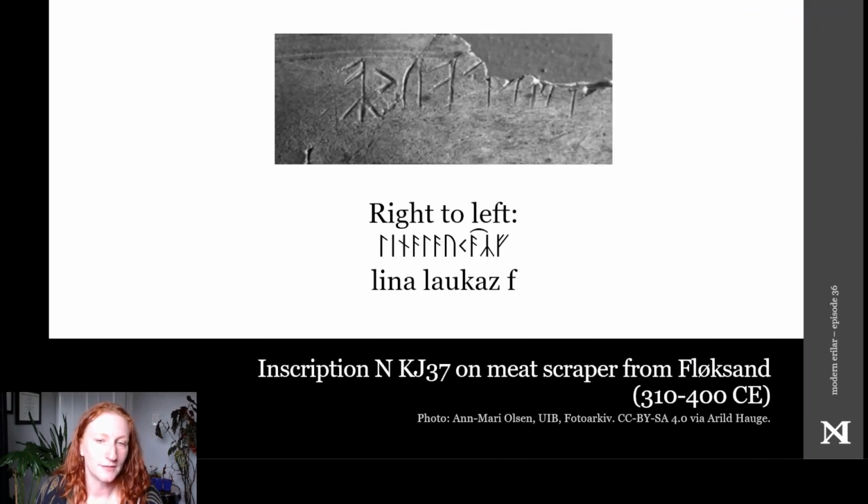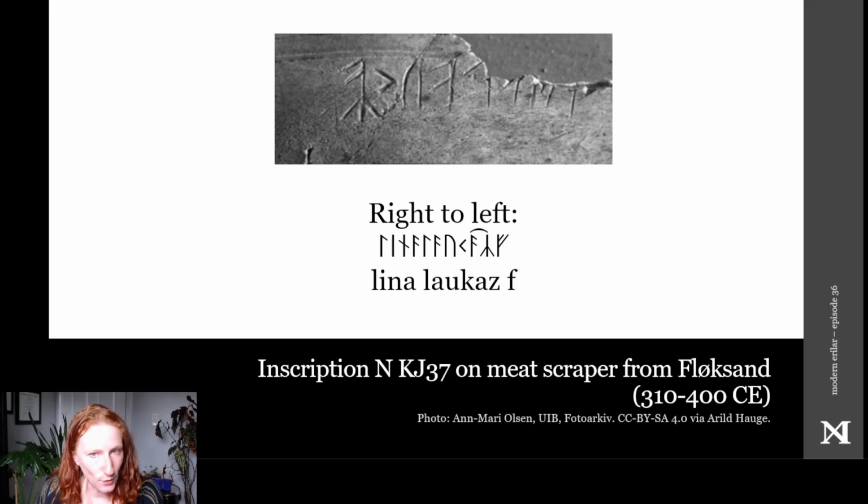On the Flöksand knife, a faint single upside down Fehu rune appears to the left as a later addition to the linen leek of the rest of the inscription. And linen and leek, again, there's an association with fertility. I'll explain it in a future episode.